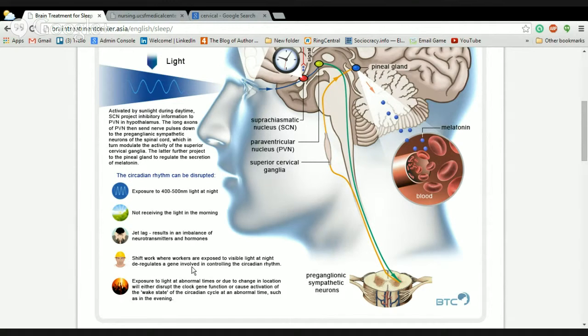So shift work, there I am as a sleep tech. Shift work, where workers are exposed to visible light at night, deregulates a gene involved in controlling the circadian rhythm. So friends, family, if you're wondering what's off, here it is right here. So I work nights, so I'm exposed to visible light at night, and it deregulates a gene within my DNA involved in controlling the circadian rhythm. So this is not good, because, you know, that train wreck is just happening all of the time.